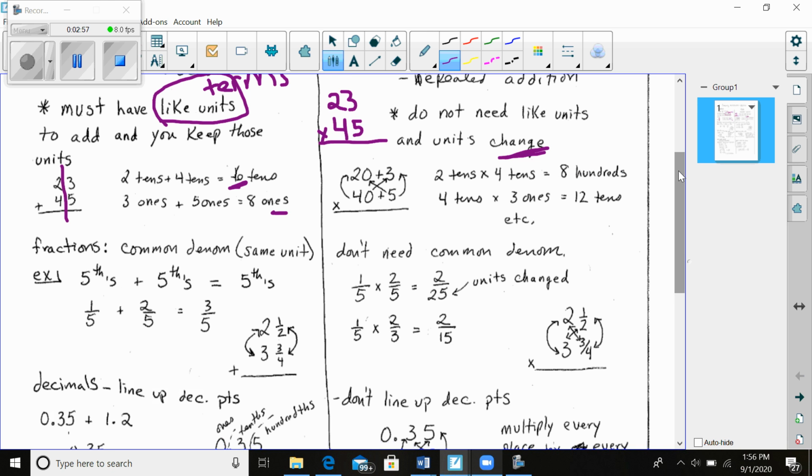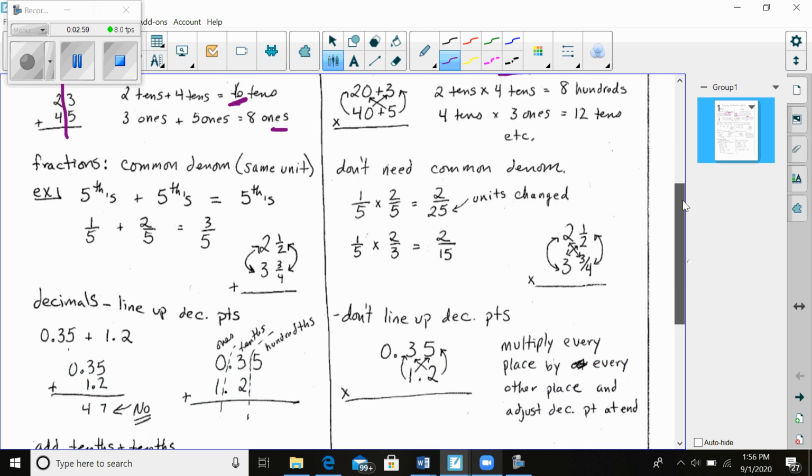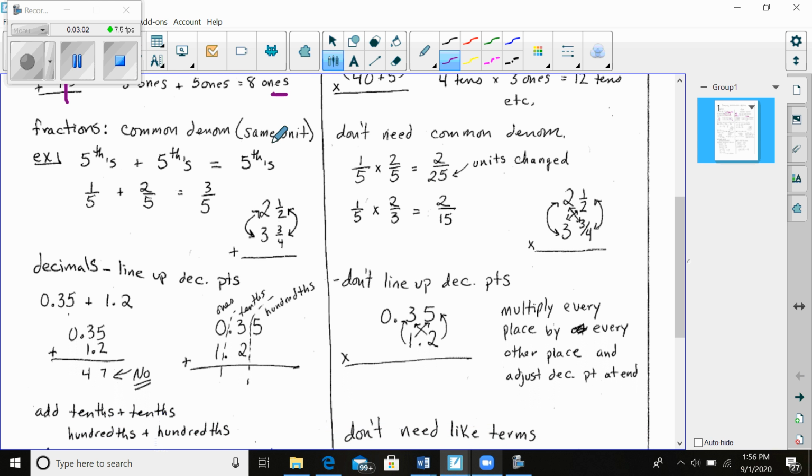All right, so when we move on to fractions, which we're going to be reviewing here, our like unit or our like terms are like denominators, right? So when it comes to adding fractions, I can only add them if I have the same denominator. Fifths and fifths get added, and the answer is fifths, right? Whereas in multiplication, I don't need the same unit. So I can multiply fifths by thirds. Or if I do multiply fifths by fifths, I don't get fifths, I get 25ths, right?